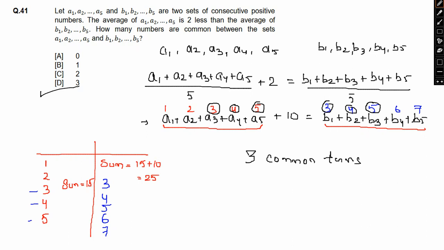So I hope this question is clear to you. It's just a matter of observation. So initial few observations would do the trick. We just have to keep that plus 10 constraint in mind. Okay, so that's all that was needed.